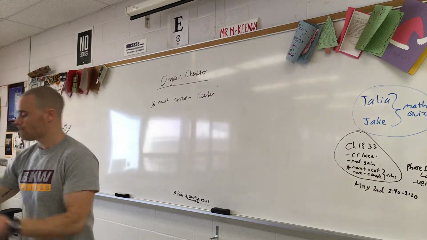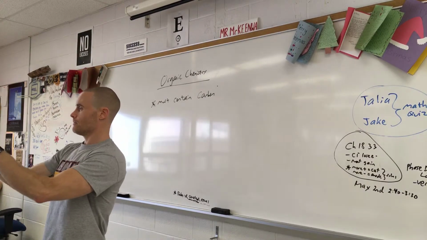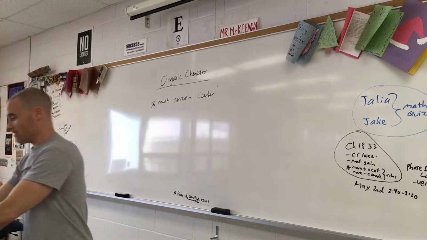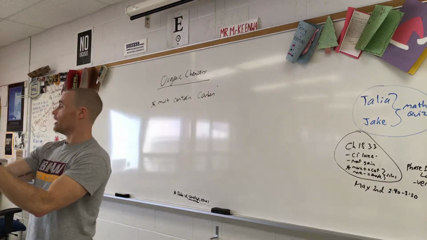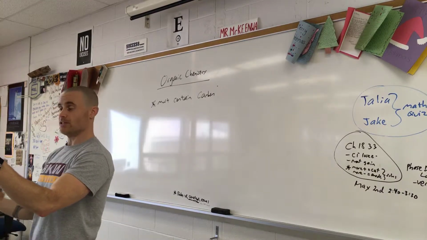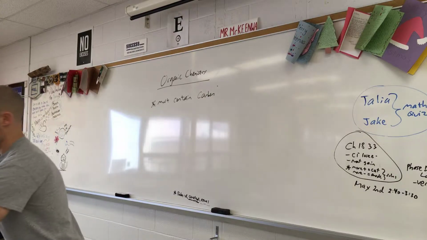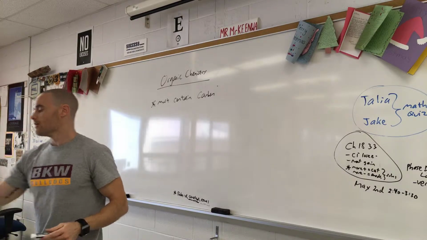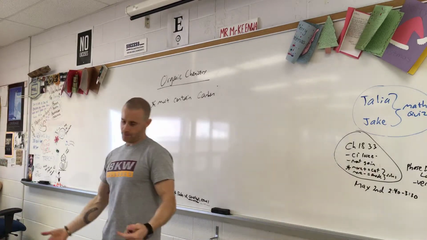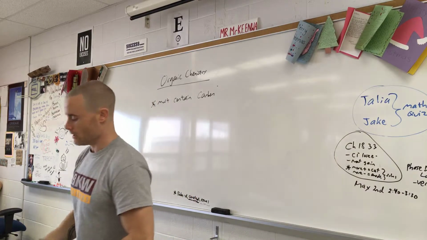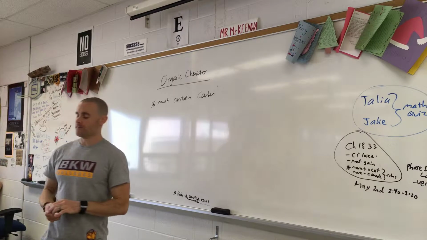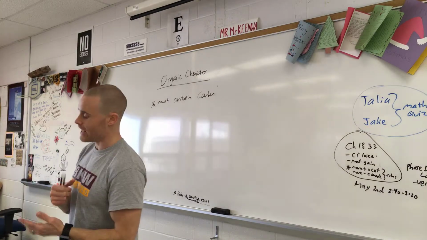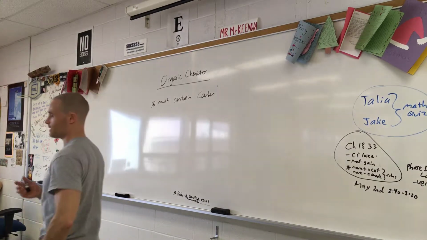If there's 2 of them, what's the prefix? Eth. This has 3, so it would be prop. We say prop. What if it has 4? But. That's how we say it. And then if it's 5, it's pent, then hex, then hept, then oct, then non, then dec.